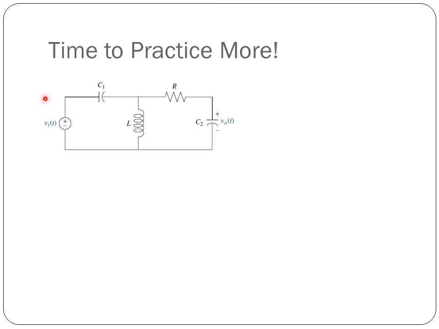Please try to solve this circuit. I think this will be a little bit tough because this involves three different state variables. You can see three energy storage elements, so there should be three different variables. One should be VC1, another should be VL, and another should be VC2. So try to do it yourself.